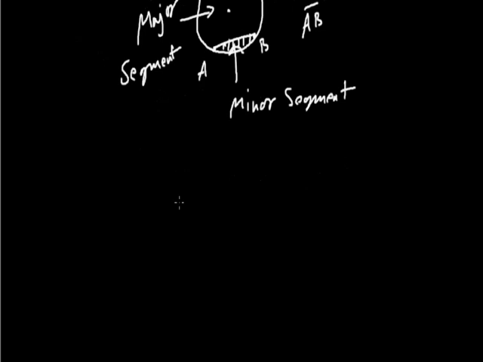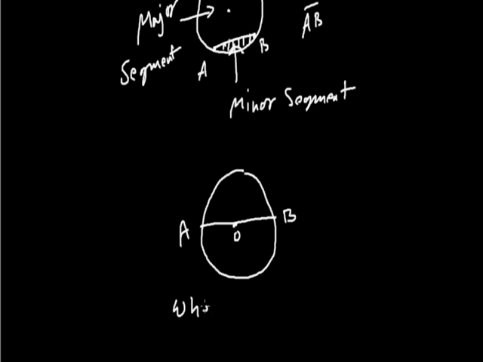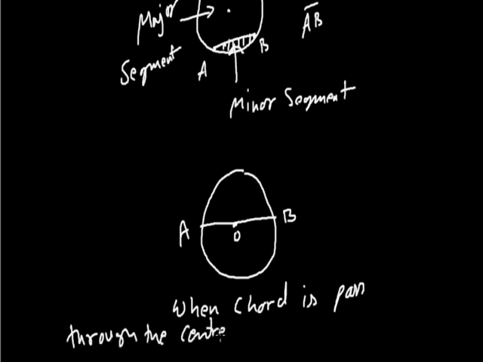Now when the chord passes through the center of the circle, O, this chord is called the diameter of the circle. When a chord passes through the center of the circle, it's called the diameter.